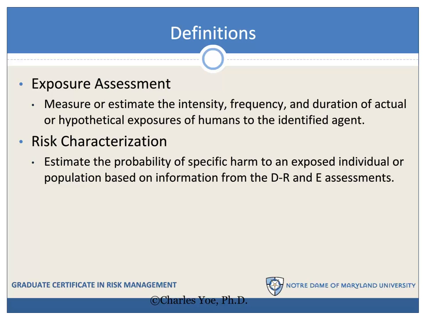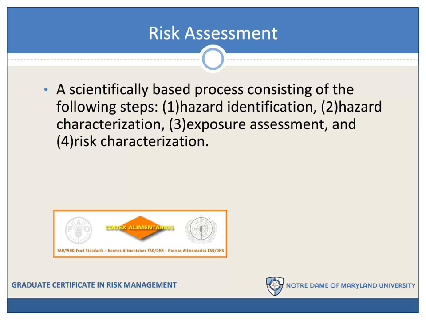The final step in the risk assessment is risk characterization, and this is the step where you pull together all the good science from the three previous steps, and you estimate the probability of a specific harm to an exposed individual or population based on the information obtained from the dose response and exposure assessments. In the next several slides, I'm going to give you some examples of different risk assessment models and ways that people have applied these basic steps.